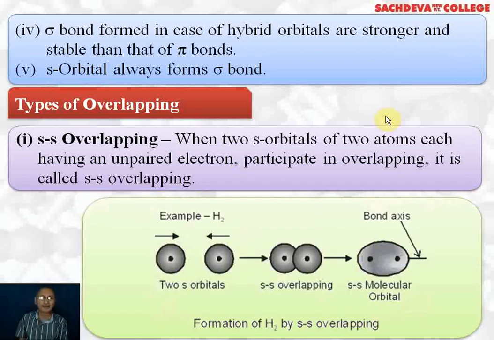This we have shown with the help of diagram. There are two hydrogen atoms which have s orbitals, and these two s orbitals have one electron each, and they are sharing one electron each and undergoing overlapping, so they form a molecular orbital. This molecular orbital is also called sigma molecular orbital, and here overlapping is taking place along internuclear axis, so sigma bond is being formed by ss overlapping in this diagram.